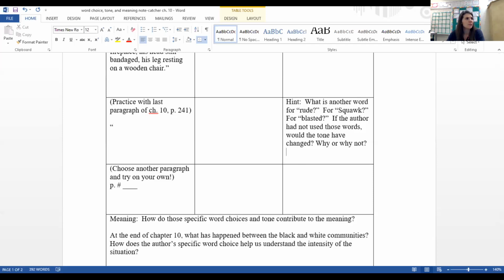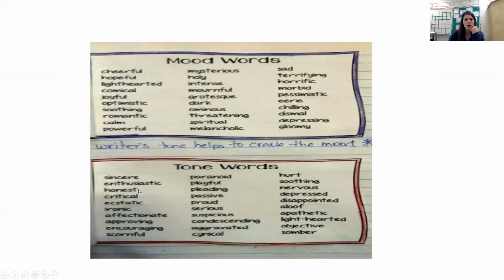Okay, so while we're thinking about that, let's go back to that. So what would be the tone of the author in this part? Now up here, I was thinking dark, ominous, threatening. As I come down here, serious, suspicious, condescending, those don't fit. I don't know if you can see my cursor or not, but I'm looking at these: cynical, nervous, depressed, disappointed.